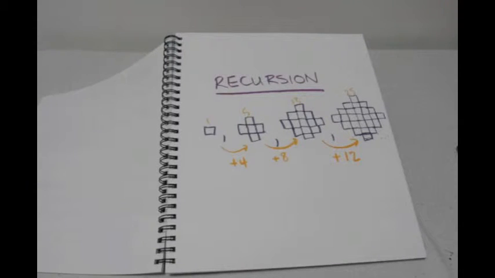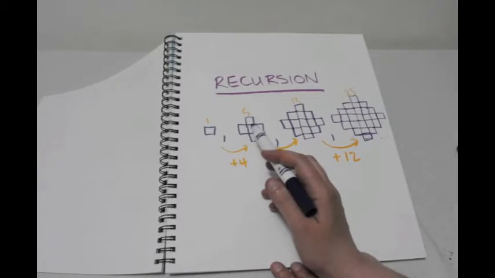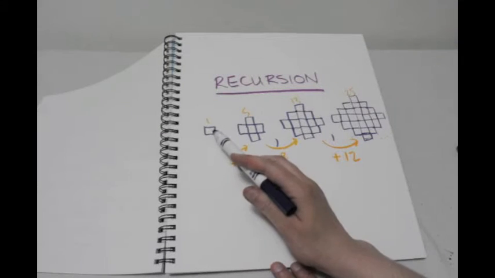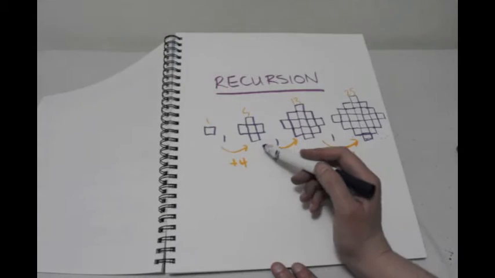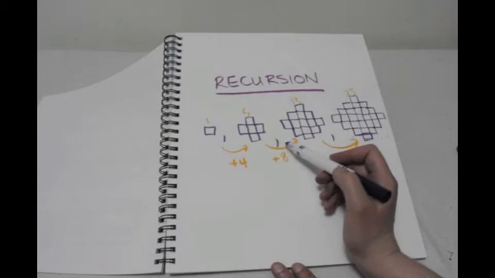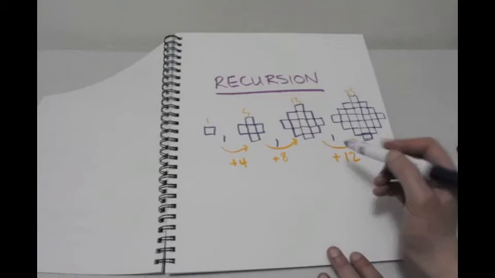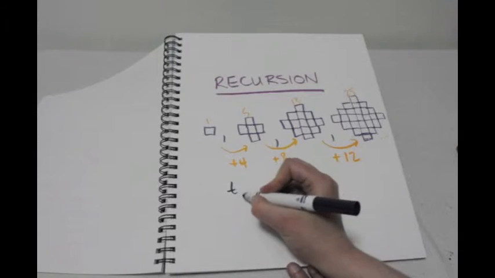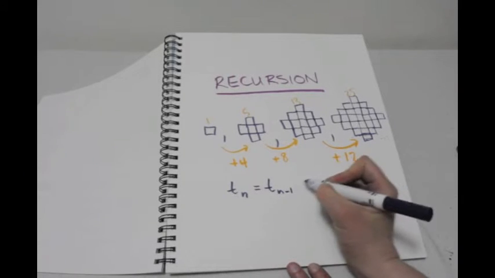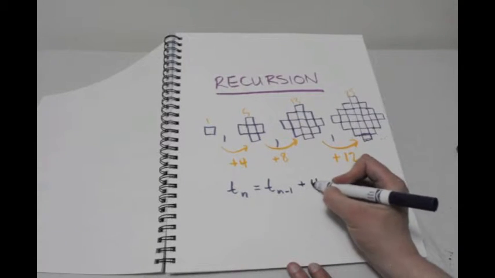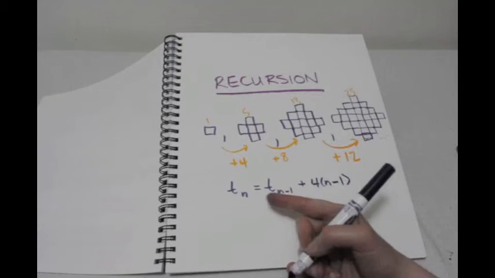Well, a lot of people figured out something like the following. You take the term before and you add 4 times that term number. So you add 4 times 1 here to get term 2. You add 4 times 2 to term 2 to get term 3. You add 4 times 3 to term 3 to get term 4, etc. And it looks something like this. Okay, this is a subscript, this is a subscript, so is that.